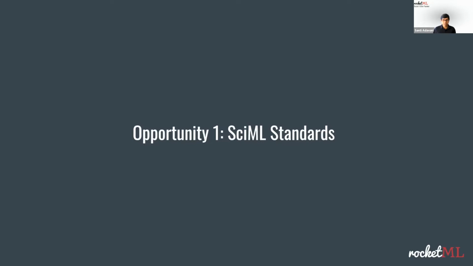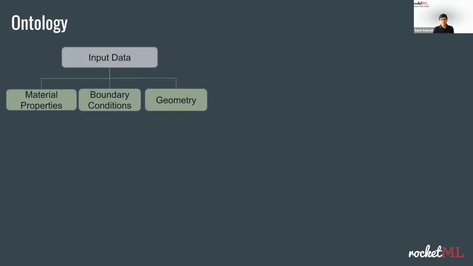If you're looking, say, for some topics for your thesis or for your future research, the opportunities are as follows. One is there is still an open opportunity to come up with an ontology for scientific machine learning, right? So starting with input data, what is the input data that we want to use for training these networks? You can say, hey, my model is built for giving material properties the solution, or given boundary conditions the solution, or given a geometry a solution. So we need to come up with an ontology for just the input data.